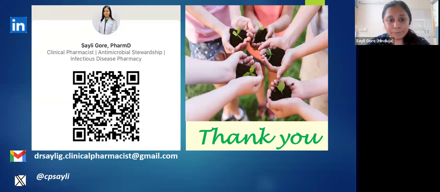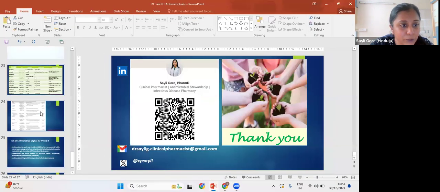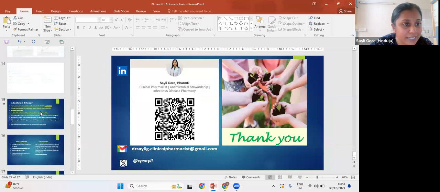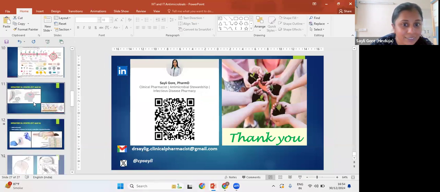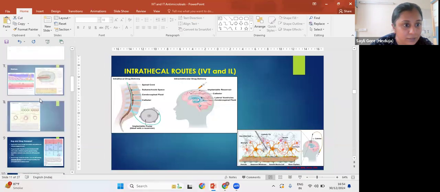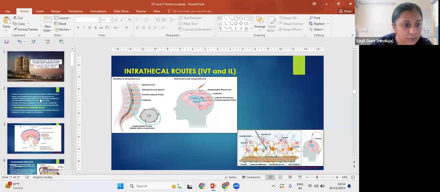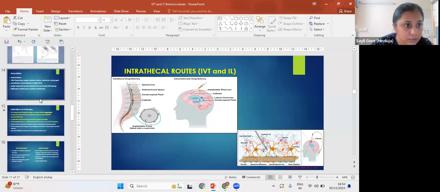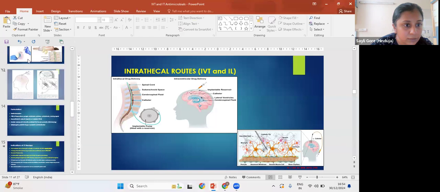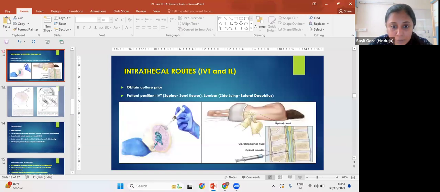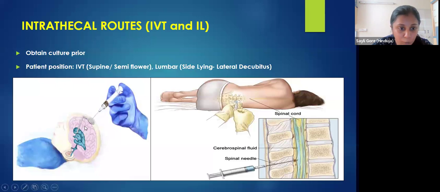study those articles. But I would like to show, I think that slide got hidden by mistake. This was the same slide. This is the Omaya reservoir, and the injection is given through this Omaya reservoir, directly into the ventricles. This is what I was talking about.